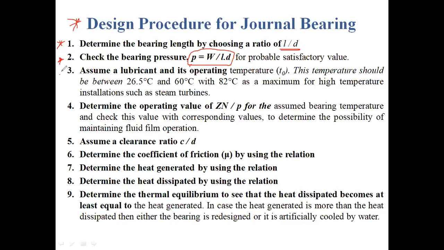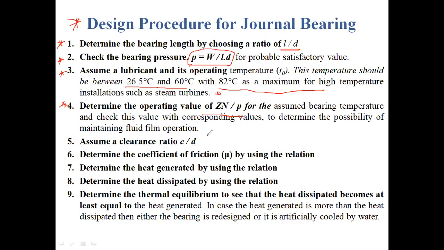After that, the third step is we have to assume a lubricant and its operating temperature T naught. This temperature should be between these values, with 82 degrees Celsius as the maximum for high temperature installations such as turbine blade. This is one more condition. Then next, we have to determine the operating values of Zn by P. Assume bearing temperature and check the value with the corresponding values.